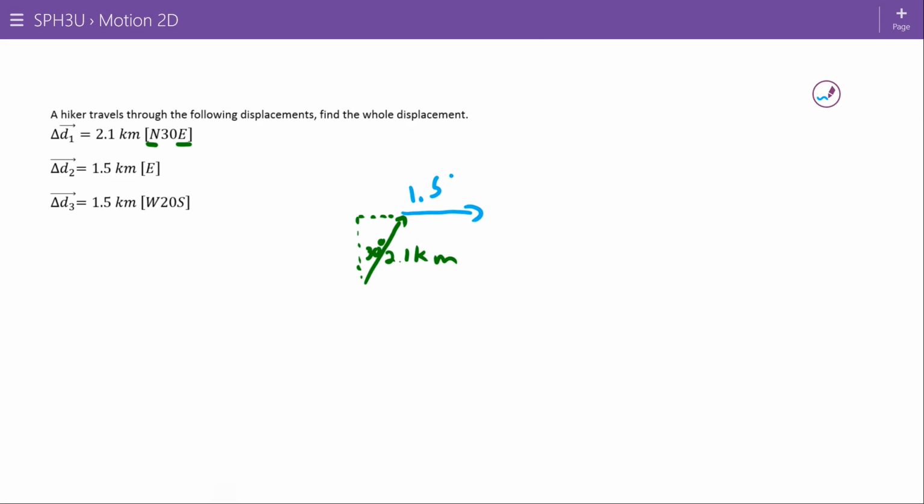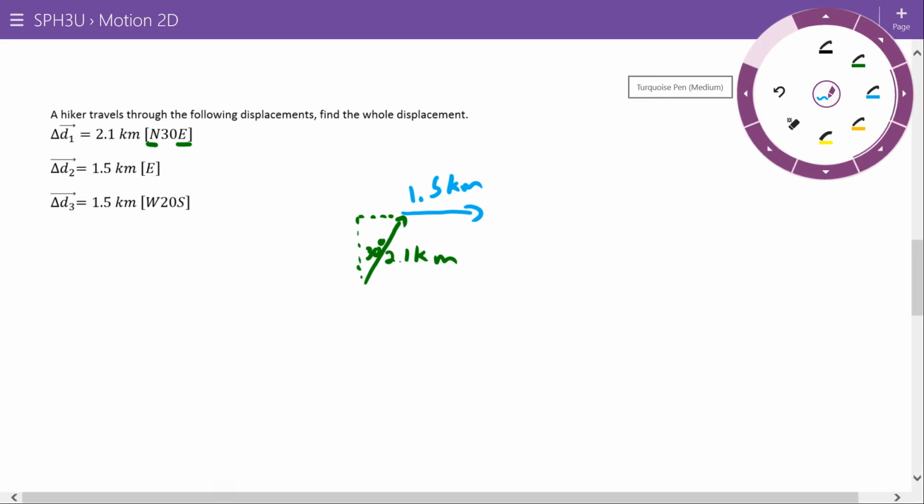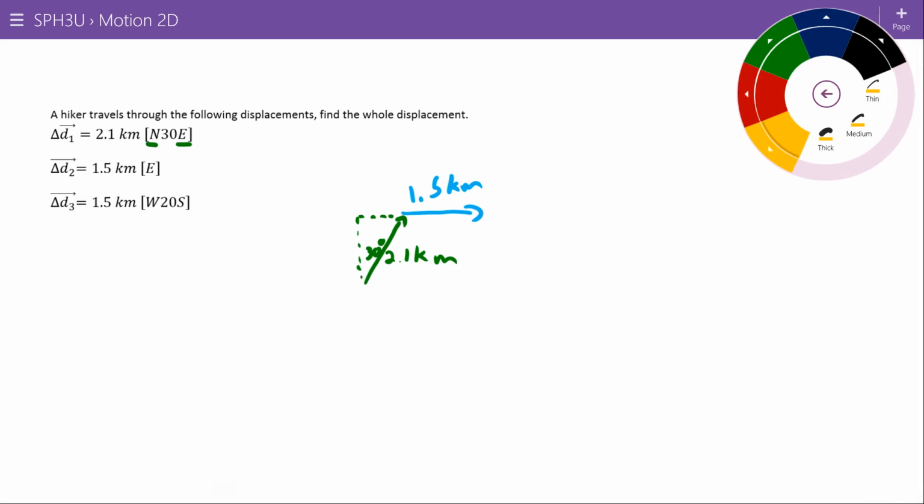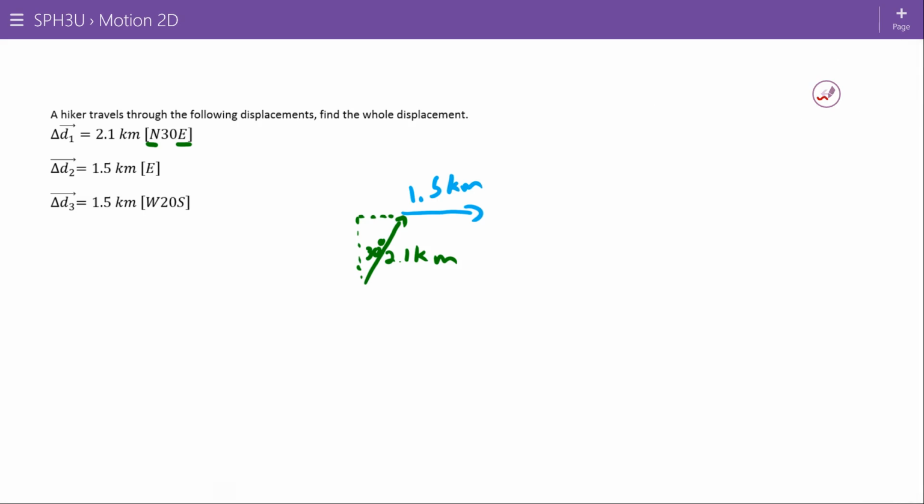So there's your 1.5 kilometers east. And then west 20 degrees south, so right across everything I've done here, but that's okay. I'm going to change this color. I'd like it to be red. There we go. So west 20 degrees south, so a little bit south. So like that. Right in there, I've left myself enough space, but that's 20 degrees and 1.5 kilometers.